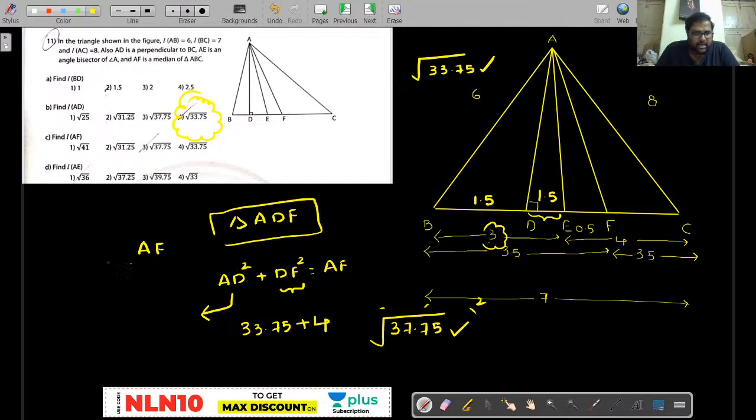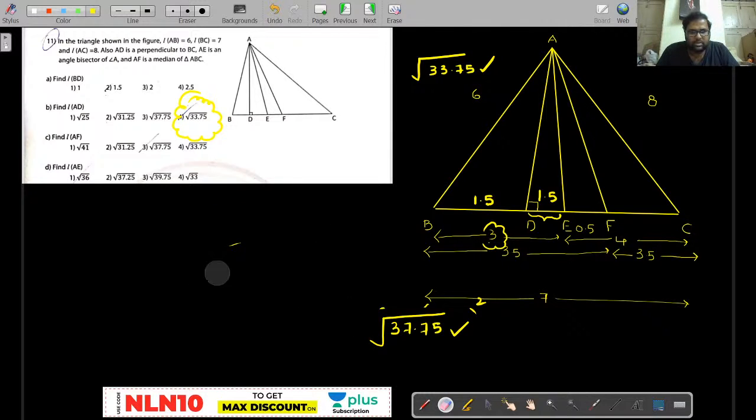Now come to the last one. Find out the AE value. How will you find out the AE value? The AE is nothing but the angle bisector. Now, no need of any formulas, right? Just the right angle theorem property. Now see here, I'll erase and I'll show you. How will you find out AE?